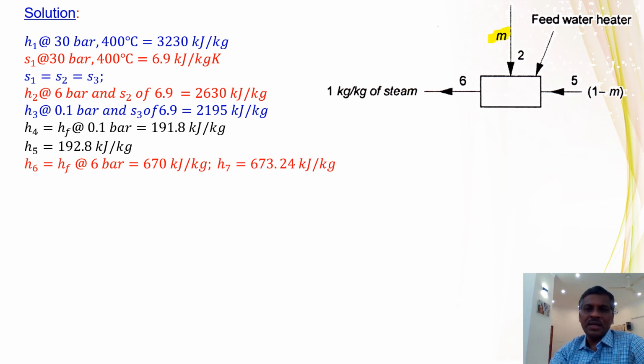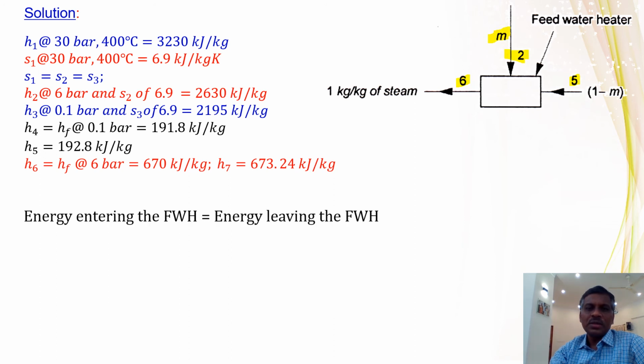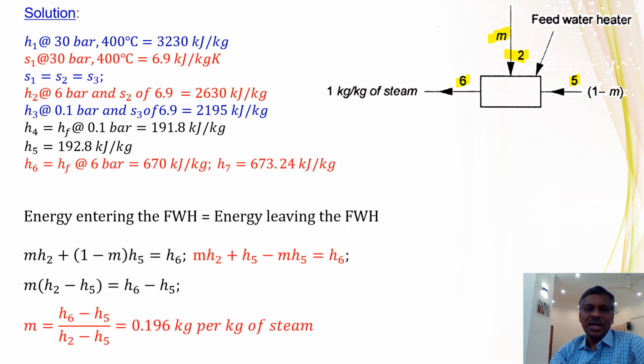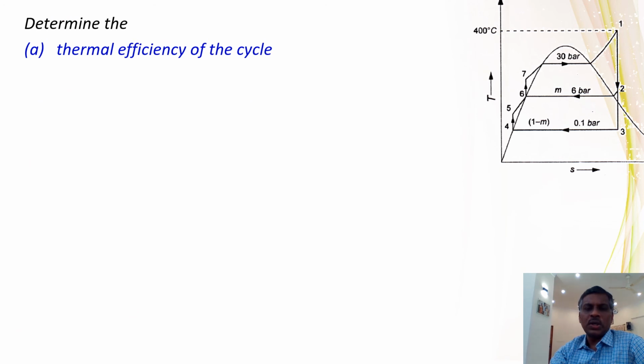What is m? m is H6 minus H5 divided by H2 minus H5. So that you have to learn by heart, otherwise you have to use this energy balance equation. So you can calculate the value of m. As I said, it is around 200 grams or 196 grams, 0.1996 kilograms. Okay, so let us look at the answer.